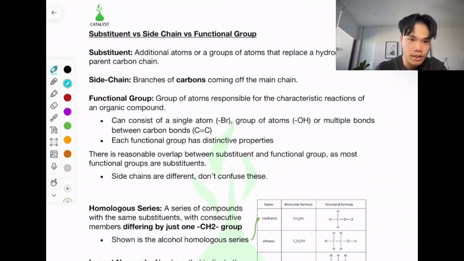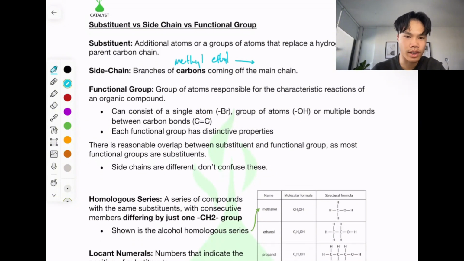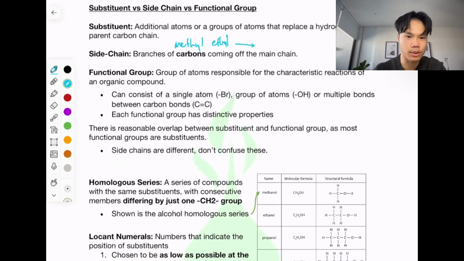Keywords: substituent, side chain, and functional group. A substituent is any additional group of atoms that's added onto the carbon chain that replaces a hydrogen. Side chain is all of your alkyl groups, which are methyl, ethyl, propyl, and so on. They are all side chains, which are branches of carbons that come off the main chain. Functional group is any group of atoms that gives a characteristic chemical property, the ability to react in a certain way. So bromine, hydroxyl, or a carbon-carbon double bond are functional groups, hence function allows them to do things.